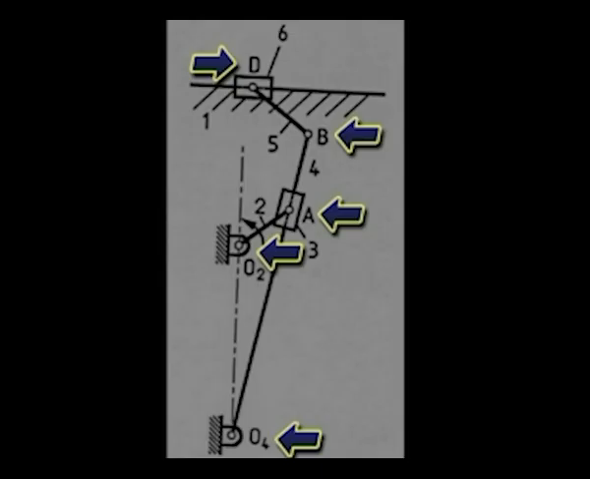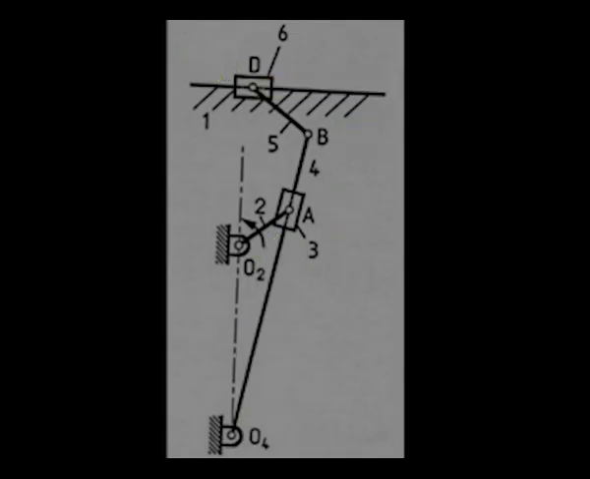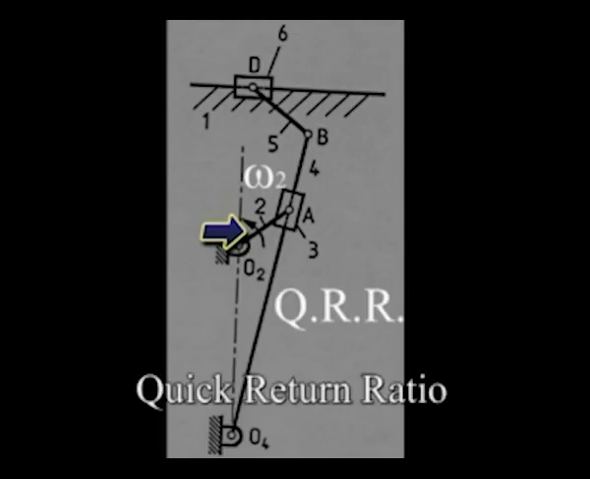And there are 2 prismatic pairs, one between 1 and 6 in this horizontal direction, and there is a prismatic pair between link 3 and 4 along the slotted lever. The problem is, if link 2 rotates at a constant speed, say omega 2, then we have to find what we call, say, QRR, quick return ratio.